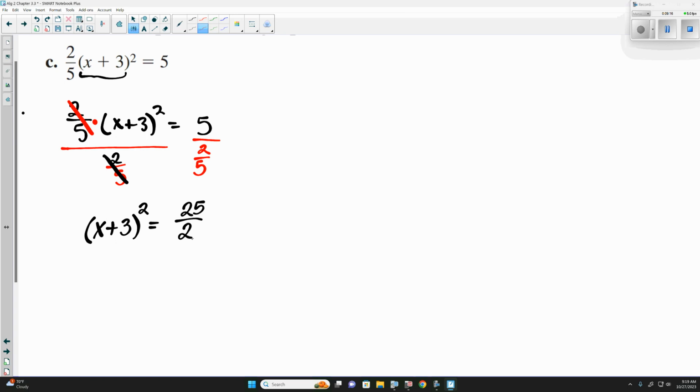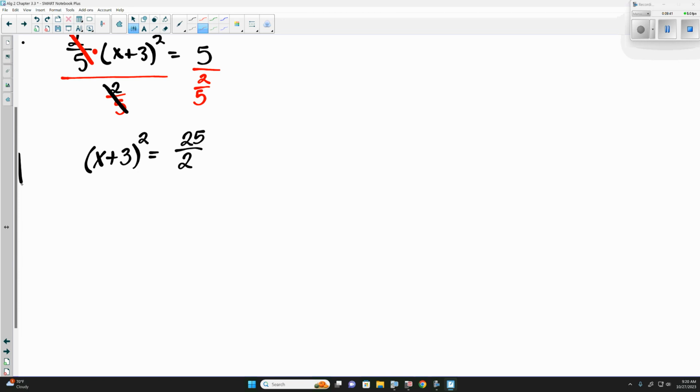Questions on this so far? Is the term being squared by itself? Yes. Is there anything being added to that set of parentheses? Well, no. We have the x plus 3 inside, yes, but the x plus 3 is the term being squared. There's nothing being multiplied, added to it, subtracted from it, or divided by it. So the term being squared, x plus 3, is by itself, yes? So that means we can take the square root of both sides.